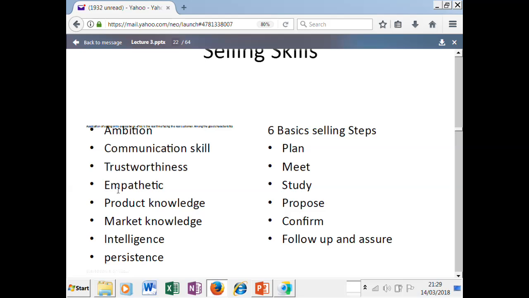Okay, empathy basically you are trying to feel what's happening to your customer, but it's very difficult to do that. You can be sympathy, but empathy susah. Tapi kalau you ada empathy tu, you want to help your customer as much as you can.